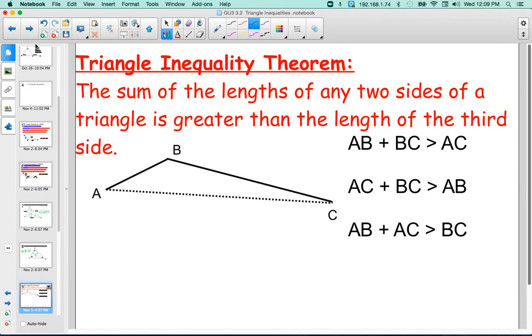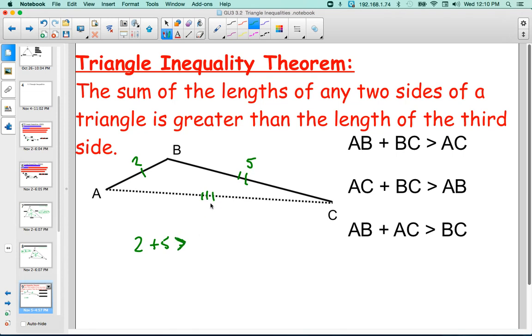Okay, triangle inequality theorem. The sum of the lengths of any two sides of a triangle is greater than the length of the third side. This makes a lot of sense. We're basically saying that the length of AB plus the length of BC has to be bigger than the length of AC. And that makes sense because if I put in some lengths here, let's say we had 2 and 5, all right? Well, 2 plus 5, it has to be bigger than this third length.